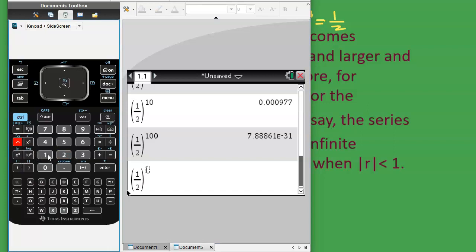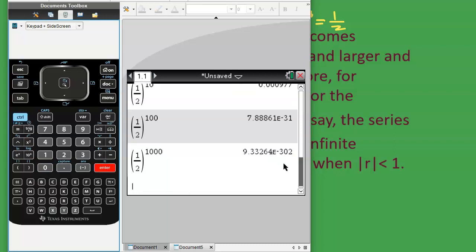To the power of 1000, it is 10 to the power of -302. So you can imagine how small this number is. As we are increasing the value of n, the number is becoming smaller and smaller. This is the case when r is a positive number. R is less than 1, but it is a positive number.